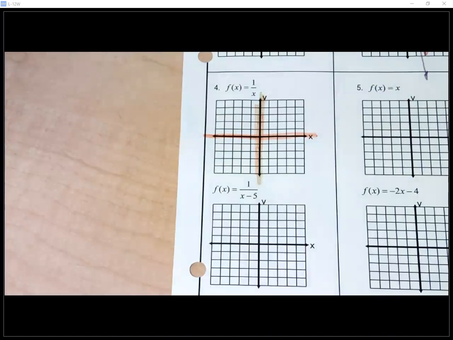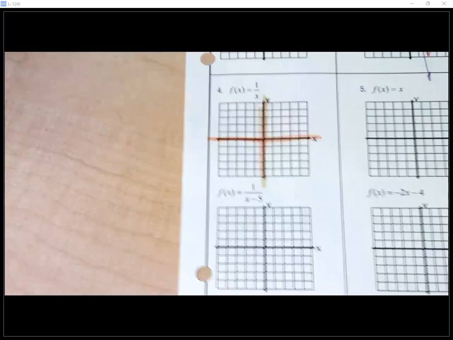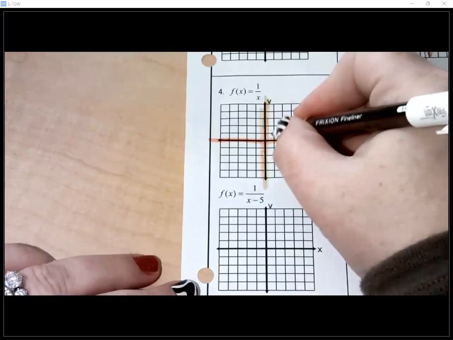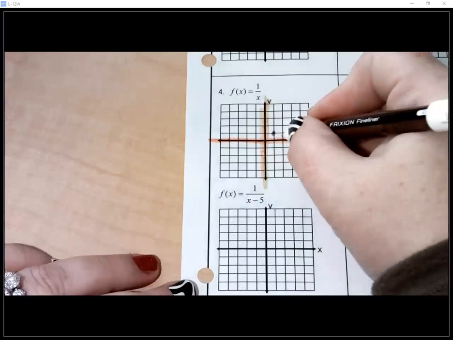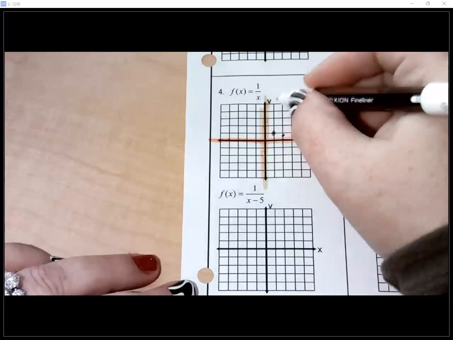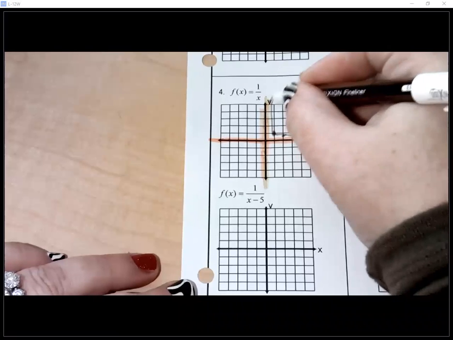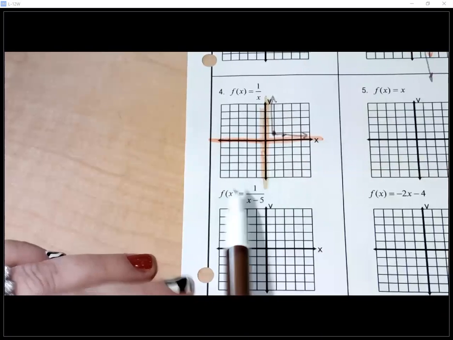The parent function, even if you forget what it looks like, would you just plug in numbers? Plug in 1. 1 over 1 is 1. Plug in 2, that'd be a half. And then hopefully you remember, oh yeah, it's just these ones that get super close to the asymptotes, but they never actually touch. Over here.